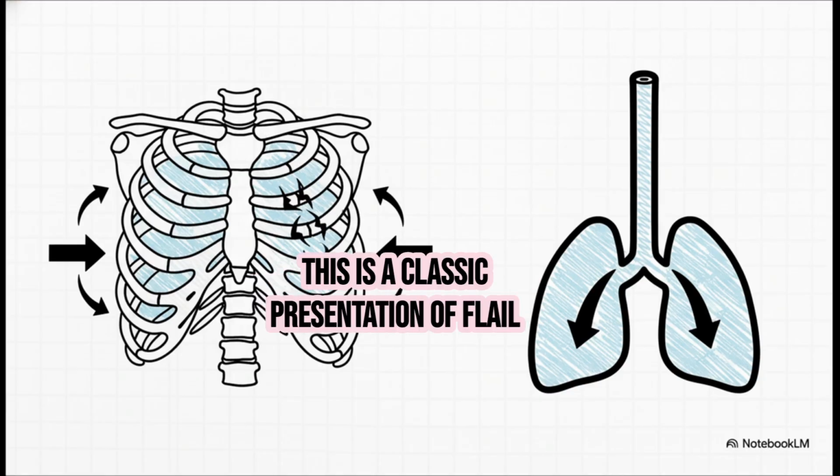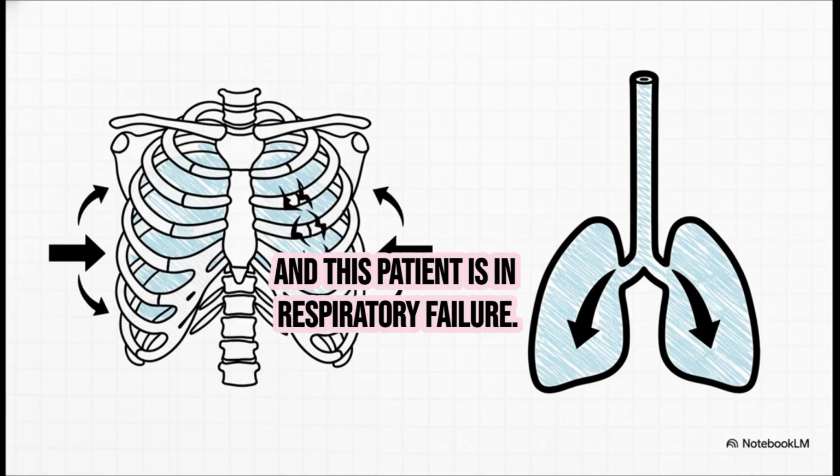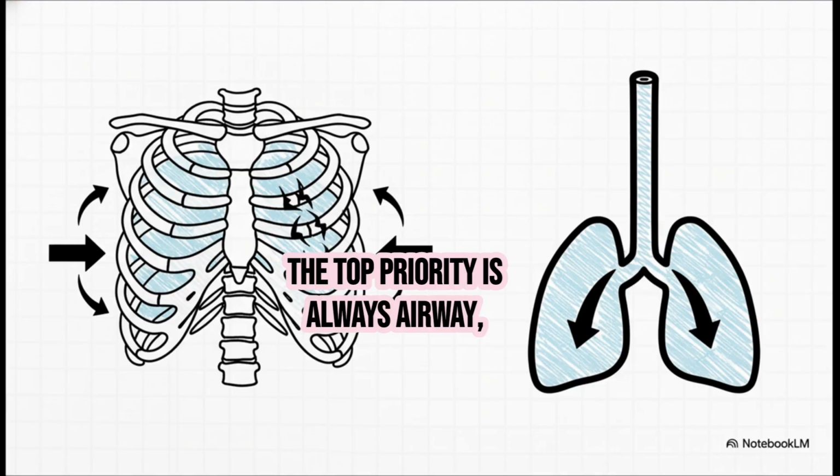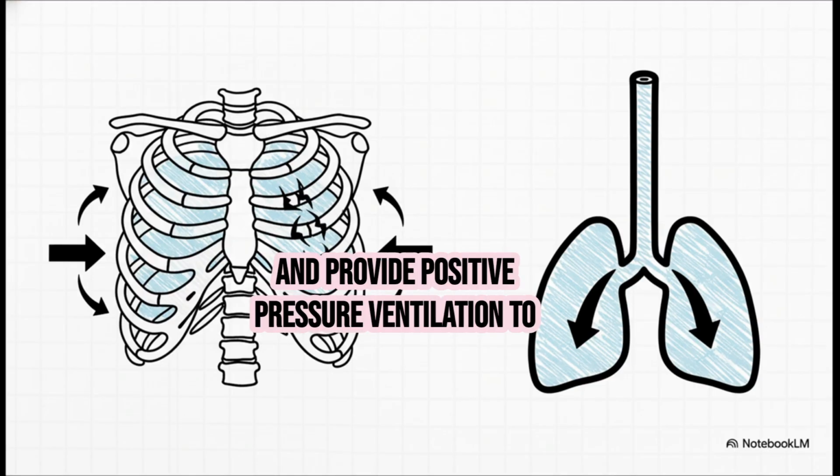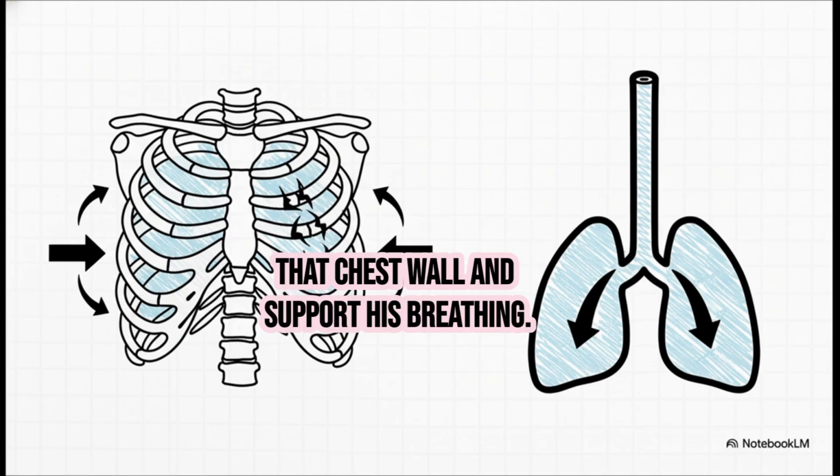This is a classic presentation of flail chest, and this patient is in respiratory failure. The top priority is always airway, breathing, circulation. That means we have to intubate and provide positive pressure ventilation to stabilize that chest wall and support his breathing.